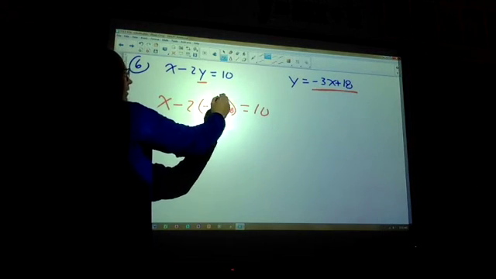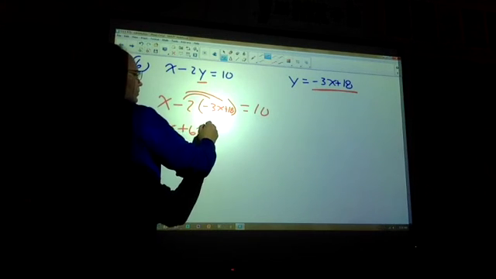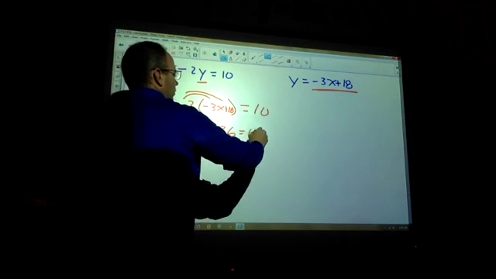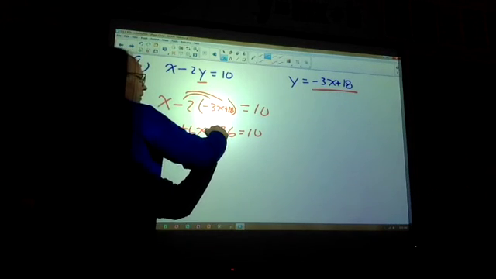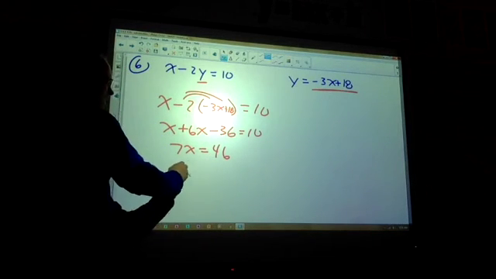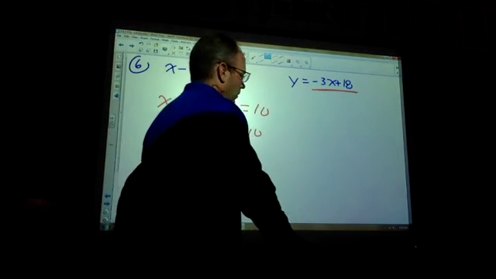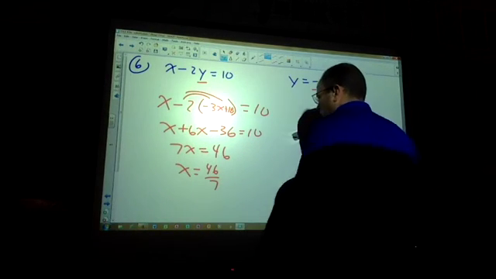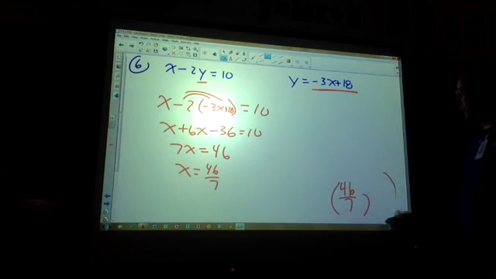I'm going to plug that in. Okay, distribute the negative 2. That's 7x equals, if I add 36, 46. Is that a fraction? x equals 46 over 7. Ew, yuck. Okay, make sure it's reduced. It is reduced. You could make it improper, or you can make it a mixed number. I'm going to keep it like that. That's how I roll.